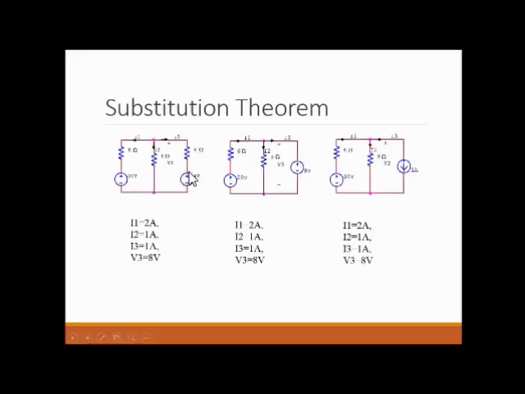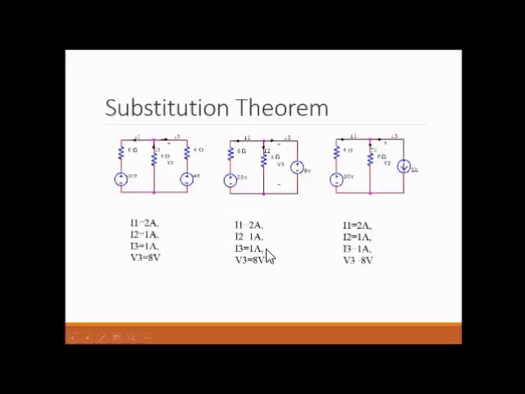Now substitution theorem tells that you can replace any of these branches with whatever you want, any voltage source or current source, keeping all these values the same. That is, the network will not change. The values in this network will never change. Now you can see I have substituted the last branch with an 8 volt voltage source, and still I1, I2, I3 and V3 remain the same.